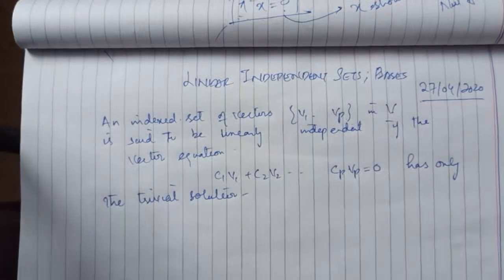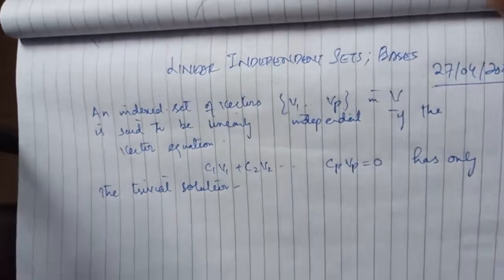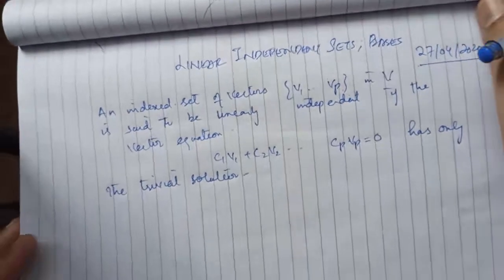We have already talked about linearly independent sets in our previous lectures, but this lecture talks about linearly independent sets from the perspective of vector spaces and how they affect the basis of those vector spaces or subspaces.